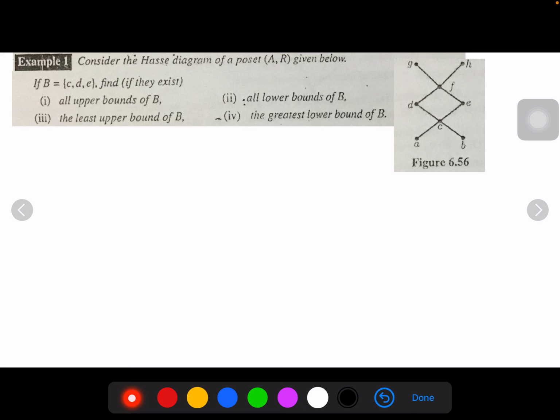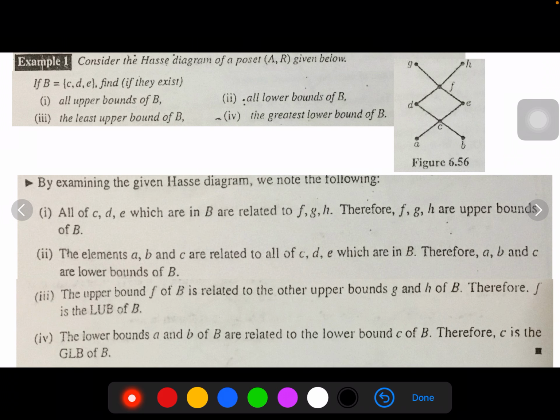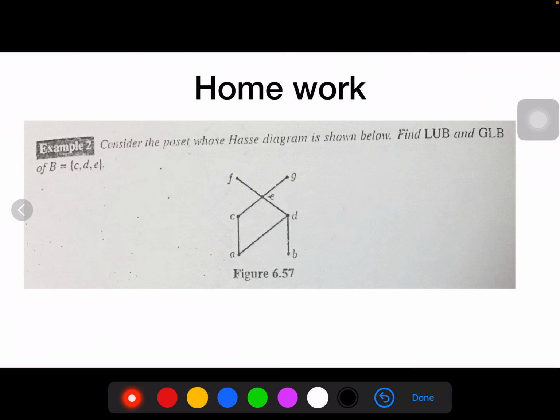I want you to try analyzing all these definitions by yourself and do it yourself. This is the answer which is there in the material also. You can cross verify and also check this. Both problems you have to do by yourself.